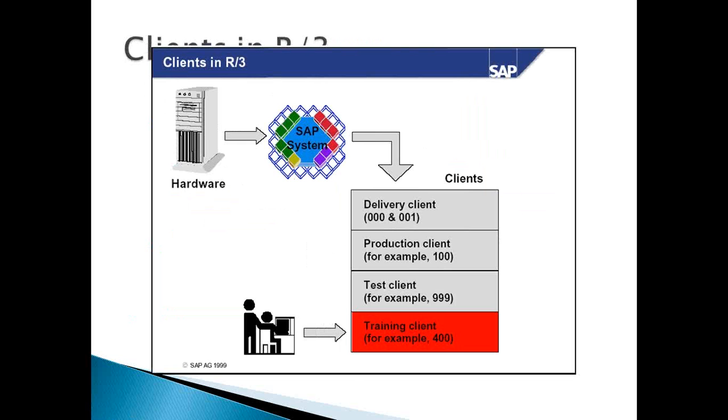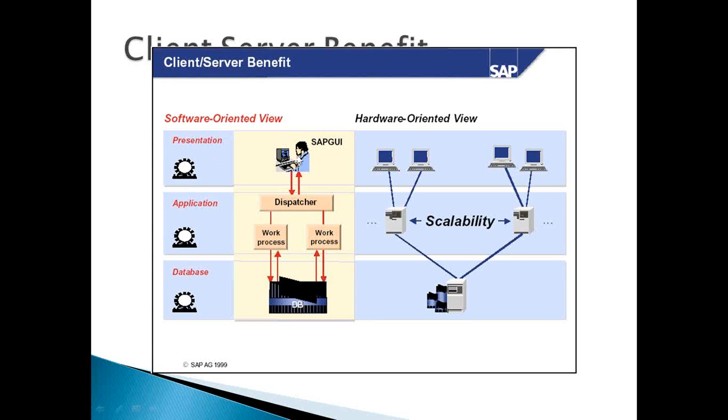So this is your client architecture. In the presentation layer, I am sitting and working. Whenever I ask for something, the work process in the application layer handles it. It's always a two-way communication. The database checks and again shows the result on top of your screen.